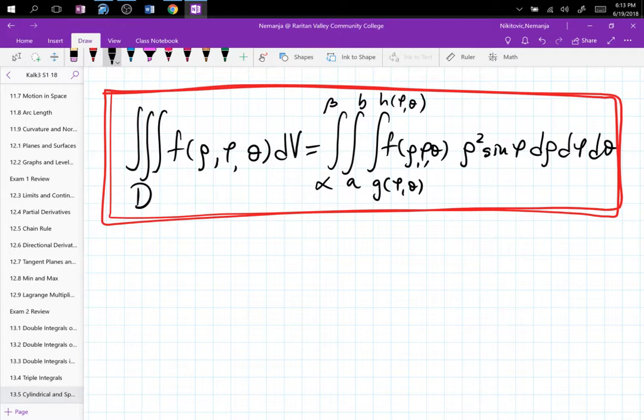The first order of business is someone at some point in life told you that the volume of the sphere is 4 pi over 3 r cubed. Yeah. Prove it.